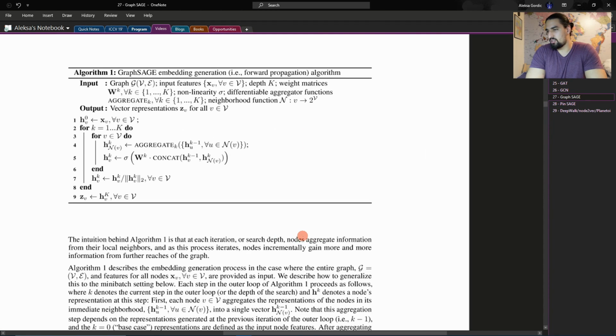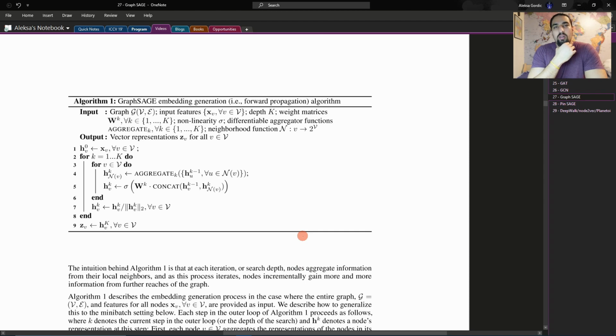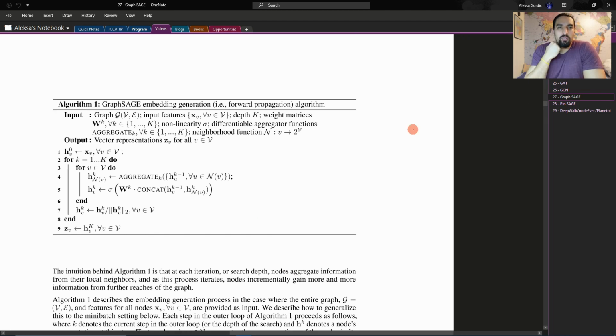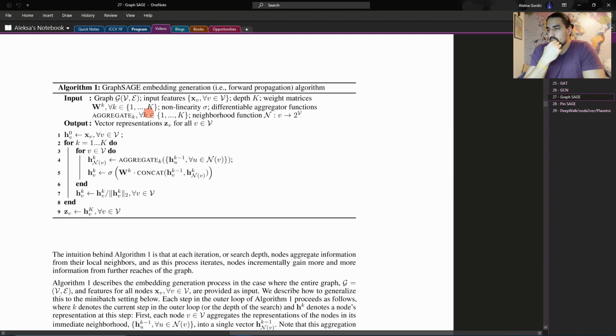And this is the pseudocode for the GraphSage algorithm. If you're familiar with GCN and GAT, they have a really similar structure. Let me try and go through this pseudocode and make some sense out of it. First, the notation. They have a graph G that contains these sets of nodes and edges. They have initial node features, which are problem specific.